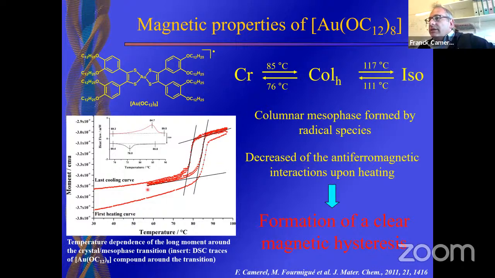In the liquid crystalline phase, you have antiferromagnetic interaction, so the magnetic moment is really low. But as soon as you reach the phase transition between the crystal and the liquid crystalline phase, you change the interaction between the radicals, and you have an increase of the global magnetic moment. And you can see that if you cool and heat around the thermal transition, a hysteresis appears. This can be interesting, for example, for data storage or something like this.